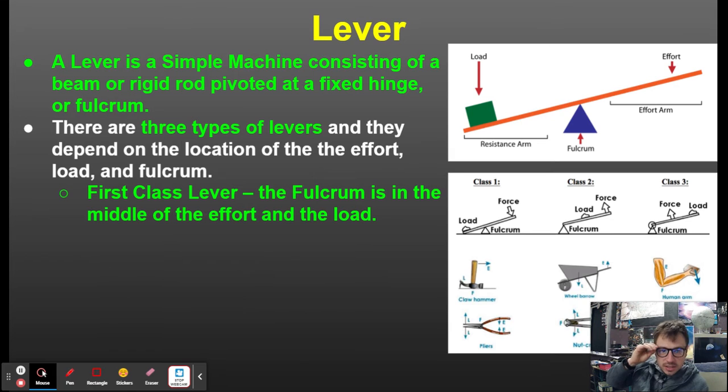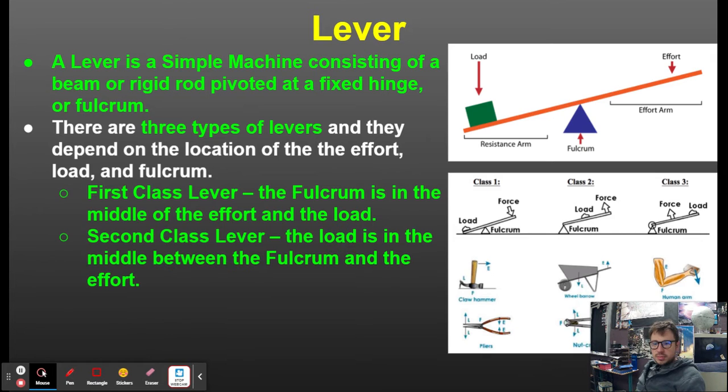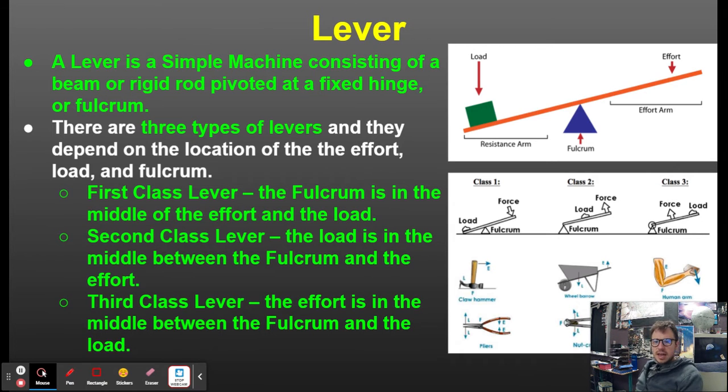So the first-class lever is like a crowbar, or the lever in the lever lab, or like a hammer when you're trying to pry something, or tweezers. Scissors is a good example as well. Now, a second-class lever, the load is in the middle between the fulcrum and the effort. That's like a wheelbarrow. And a third-class lever, the effort is in the middle between the fulcrum and the load. Now, that's like a lot of the joints and muscles in your body. Another example is a broom or a hockey stick.